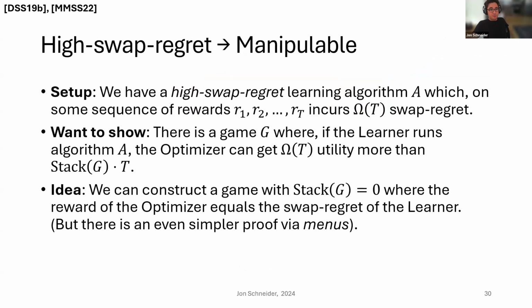There's the other half of the proof, of course, that if you have high swap regret, then you're manipulable. The idea here is that you want to design a game where if the learner is running this high swap regret algorithm, then the optimizer can get linear more utility than the Stackelberg value. It turns out that you can construct a game where the Stackelberg value of the game is 0, but where the reward of the optimizer is equal to the swap regret of the learner. So there's an explicit construction. You can find it in this paper. But there's an even simpler proof that I'm going to mention briefly later via menu. So I'm not going to show you the construction for this.